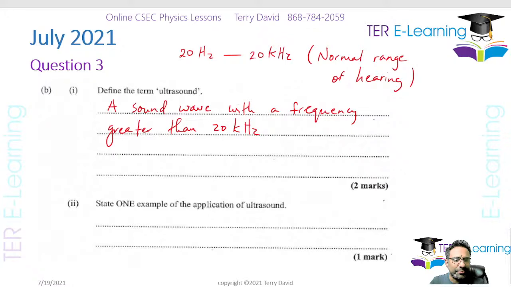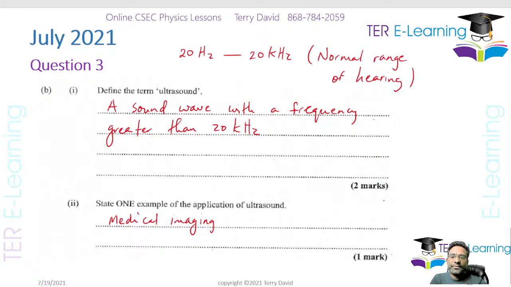Let's see, somebody is asking about a slinky spring. Well, if a slinky spring is moving back and forth, that's a longitudinal wave. But this question is asking what is ultrasound. It's a sound wave and it has a frequency greater than 20 kilohertz. 2 marks for that. Give one example of an application of ultrasound. We use it in medical imaging, so if you want to look at a fetus inside a woman who's pregnant. We also use ultrasound to detect cracks in materials.